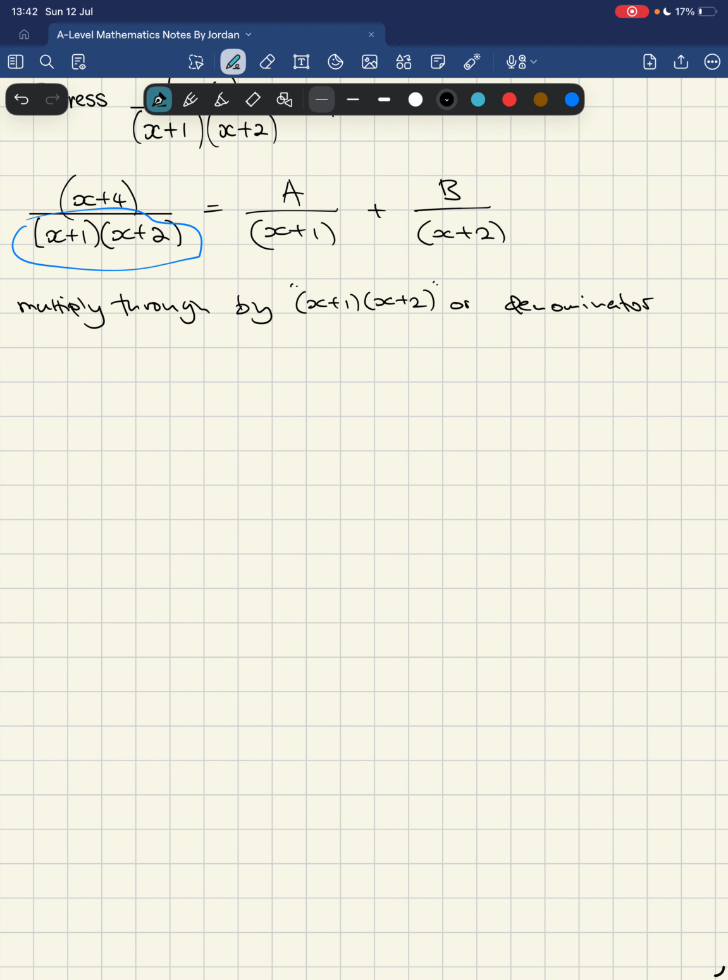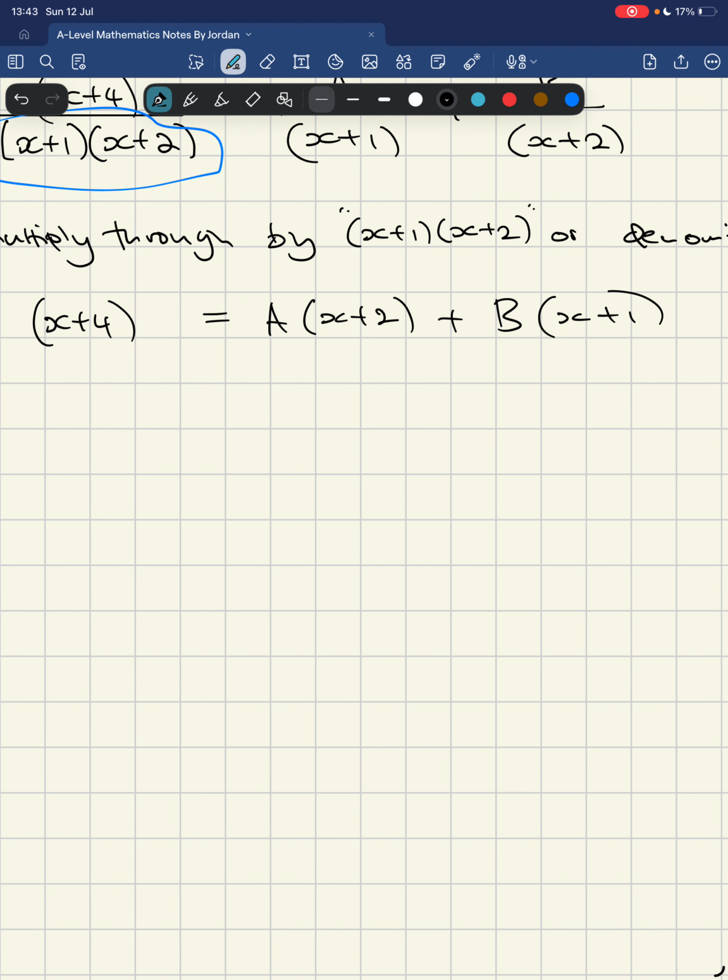So if you were to do that, you would end up with just x plus 4 here, since the denominator would have been multiplied by, and that would cancel on this side. Then A would be pairing up with just x plus 2, since the x plus 1 in the denominator will cancel, and you still are multiplying by that one as well. And the reverse for B, so this one will pair with the opposite, x plus 1. Okay, now you're at this stage.